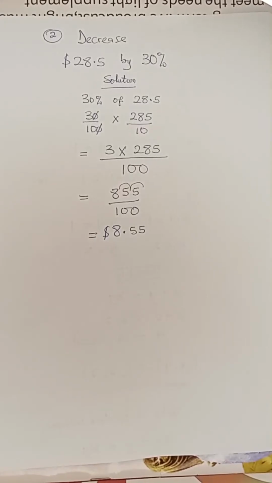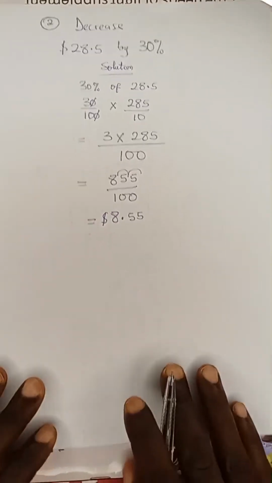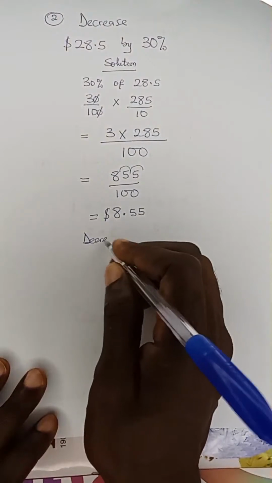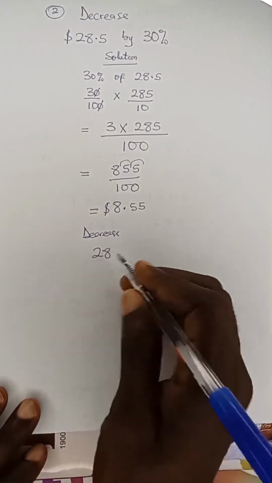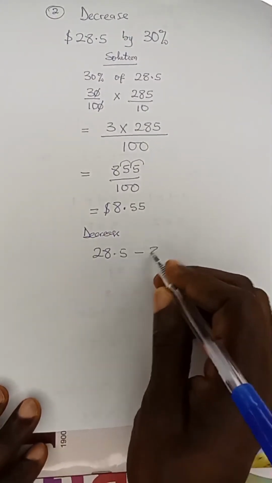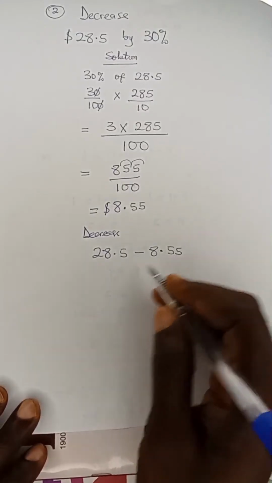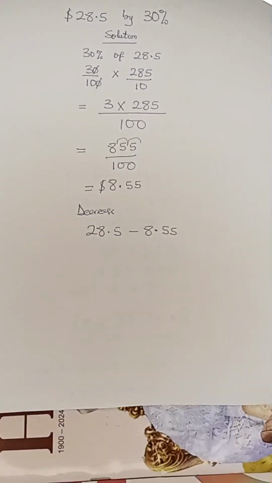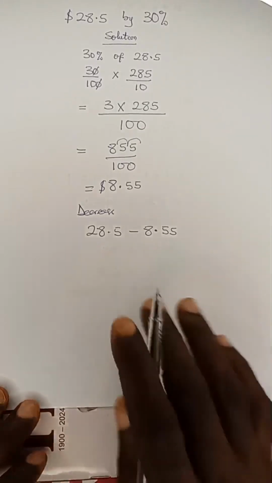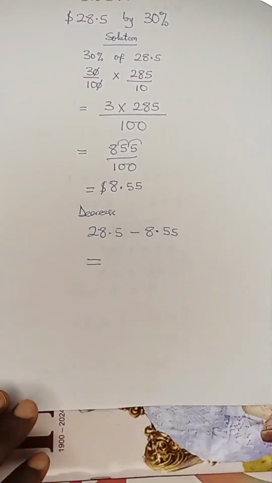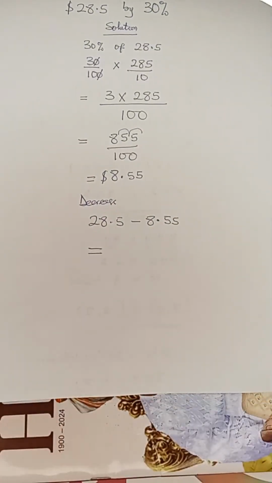When you have to decrease, it means you're going to subtract this from the 28.5. Don't forget we are decreasing. Decrease means to remove, to subtract. And then we do 28.5 minus 8.55. Okay, so 28.5 can also be written as 28.50. If you subtract 8.55 from 28.50, what's the final answer?